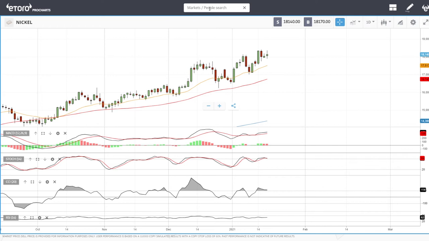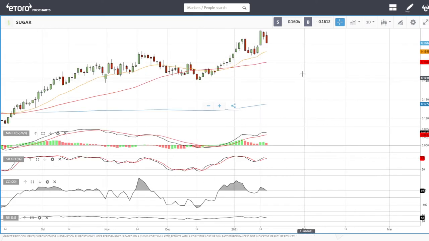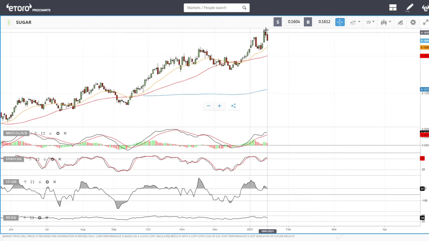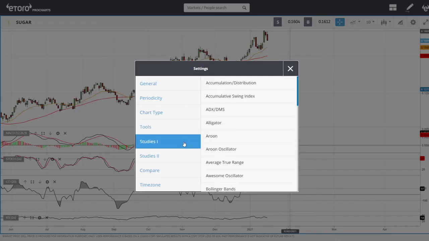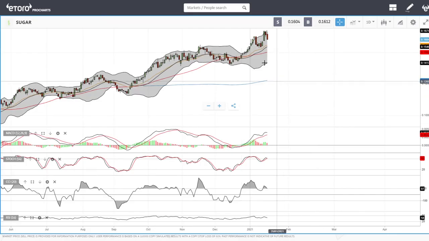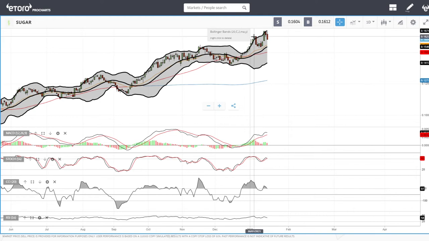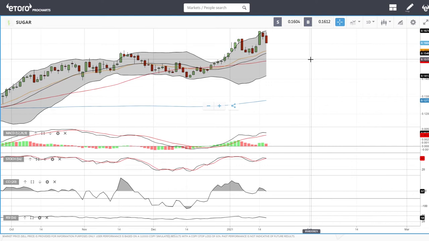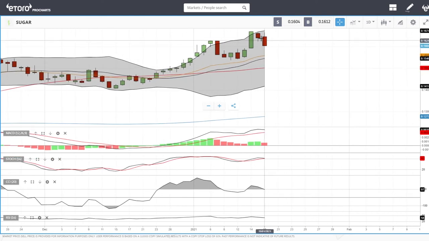So let's look at sugar. So we have started the pullback as was fairly expected. This was way overstretched. If you look at the bullish band, we were outside of the bullish band here. We were outside here as well. And usually when we get outside in this market, it has a major pullback. So 20 exponential has been very supportive in the past. It may be as well now.